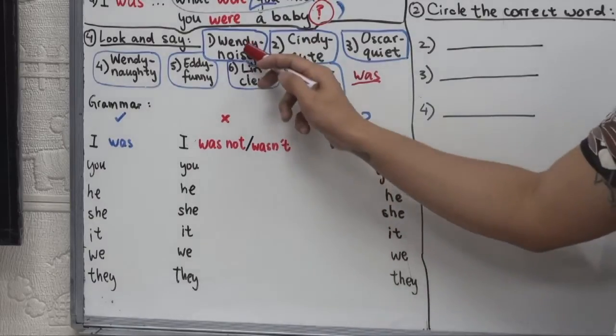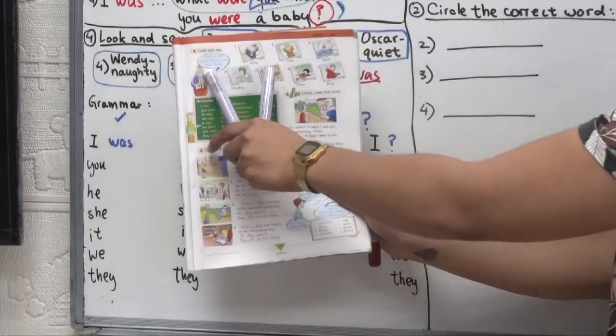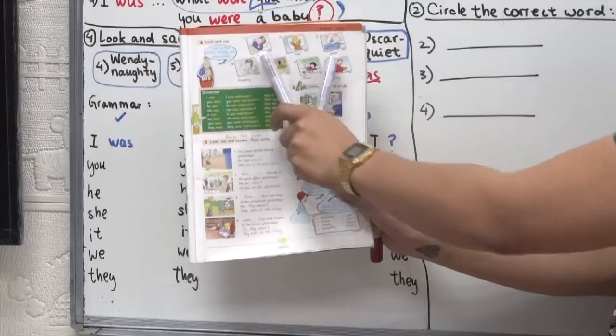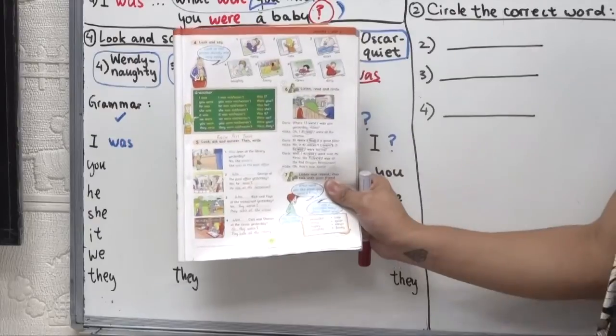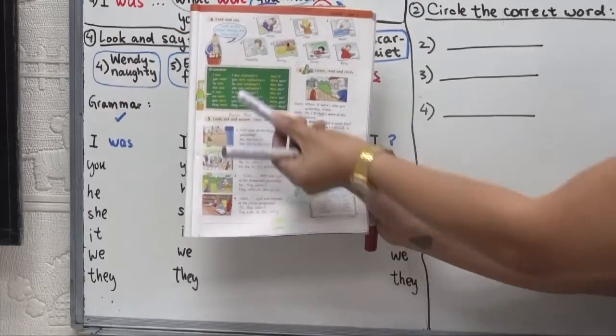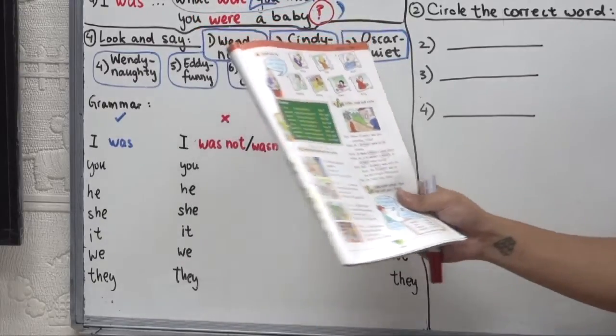So now let's try to look at the Wendy part, right? We have Wendy and noisy. Look at the genie message saying something, right? He said, look at this photo. Wendy was very noisy, all right? So he used past tense. Wendy was very noisy.